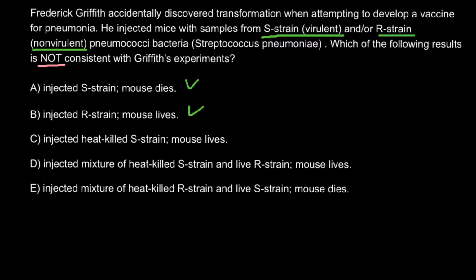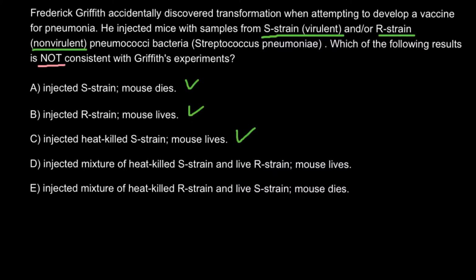Next statement, C, injected heat killed S strain mouse lives. And of course if we kill the virulent strain and inject it into a mouse, the mouse would also live because these bacteria wouldn't be able to reproduce, they would be killed. So this is a correct statement. And next statement, D, injected mixture of heat killed S strain and live R strain mouse lives.